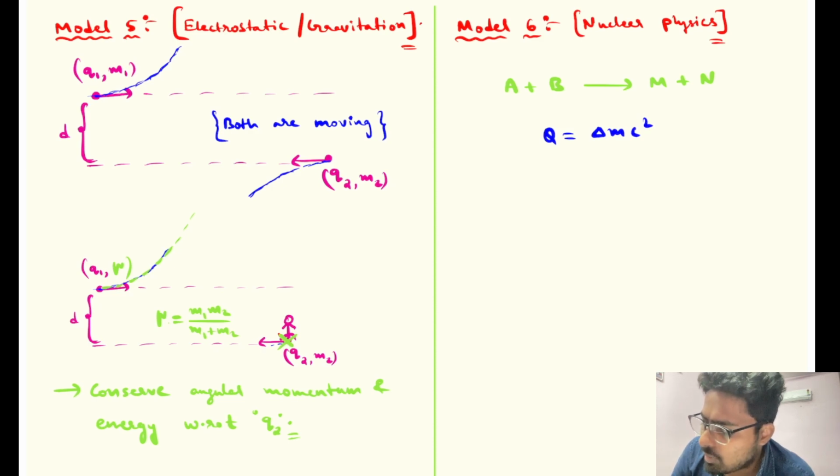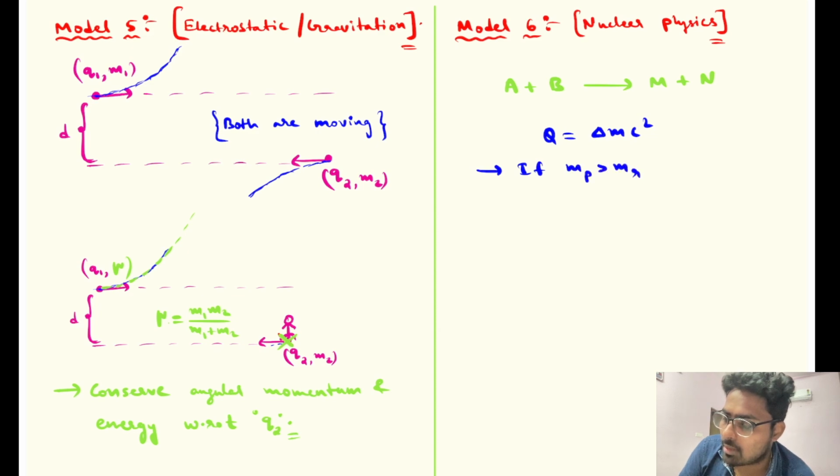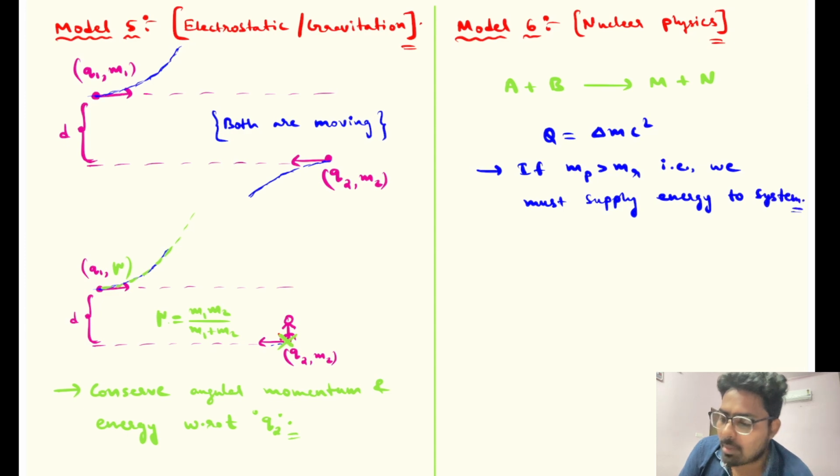So we know if the mass of the reactants is more than the mass of the products, that means energy will be released. But let's say if the mass of the products is greater than the mass of the reactants, then we must supply energy to the system.